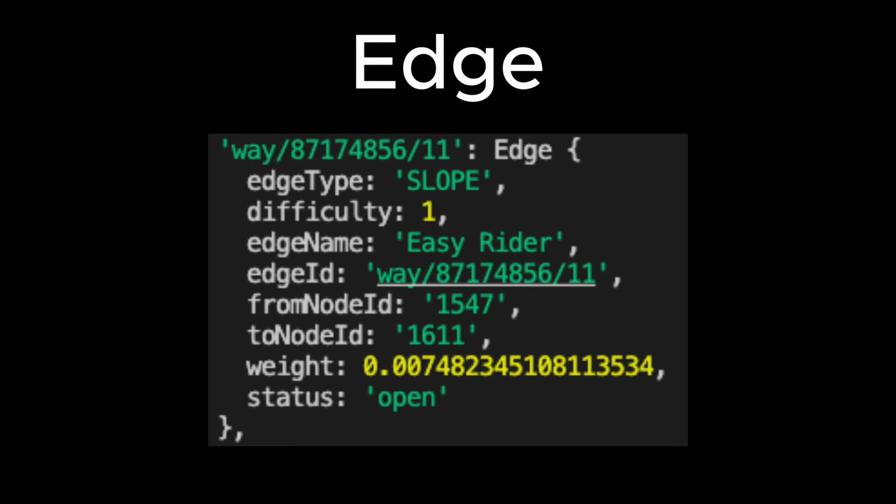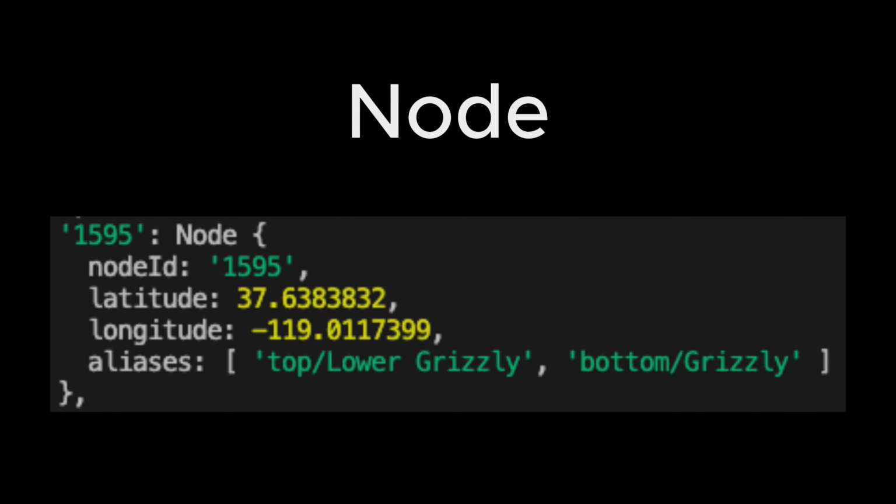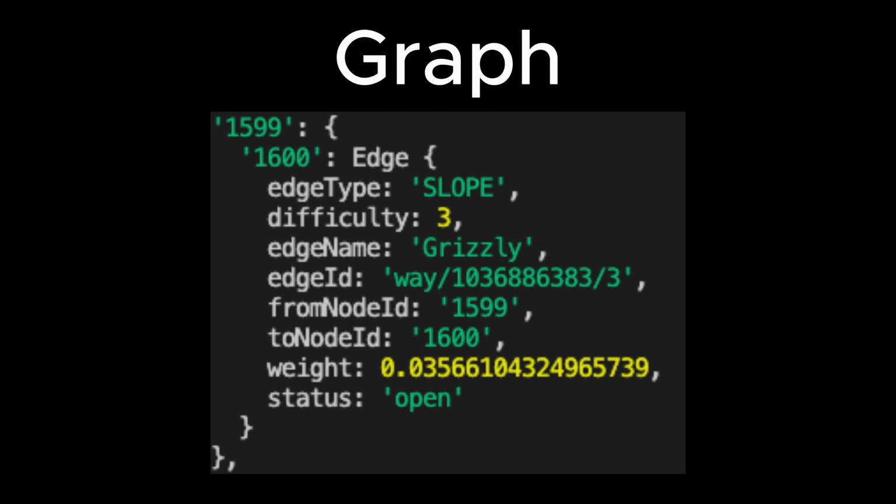For each edge, we record its edge type to see if it's a slope or a lift. Then we have the basic information of it, such as difficulty, names, the 2 endpoints of the edge, and last but not least, the status of the edge. For each node, we record its ID, coordinates, and its aliases for the user to search in the front end. To run the routing algorithm, we parse our data into a graph structure, which lists each node with all of its outgoing edges and pointed nodes.